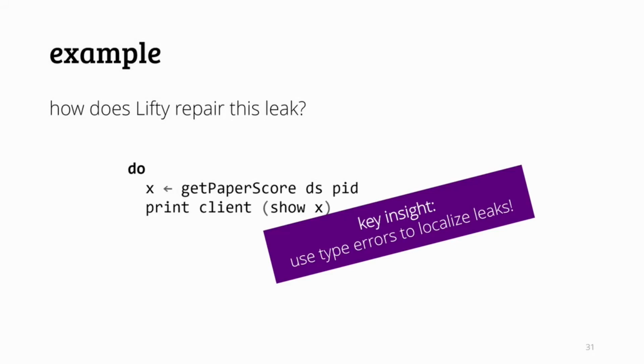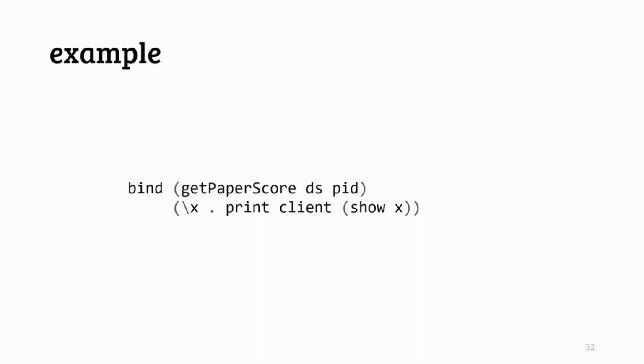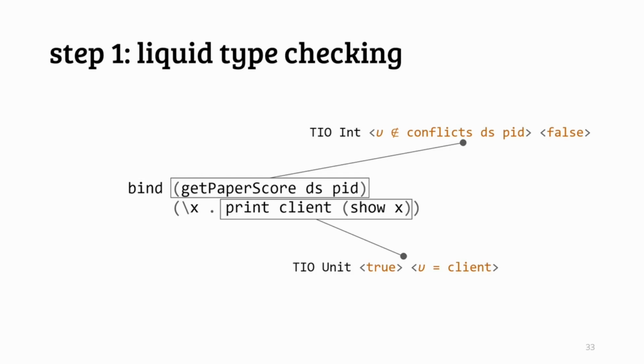The key insight is to use the information from the failed type-checking attempt to localize the leak and infer a local specification for the patch. First, let's desugar the do notation into invocations of bind. While type-checking the program, Lifty infers the following types for the two computations sequenced by bind.